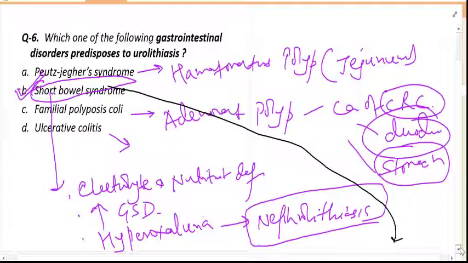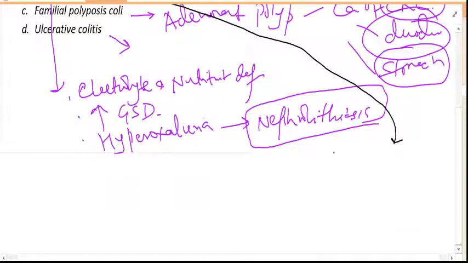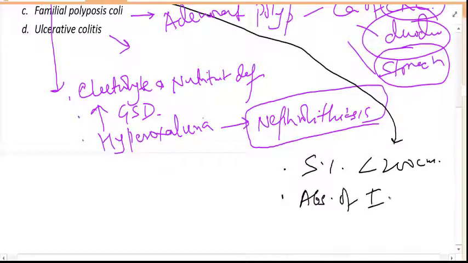if the small intestine length is less than 200 centimeter, and if there is absence of the ileocecal valve, so if the ileocecal region is removed, and absence of colon. So these are, by definition, short bowel syndrome.